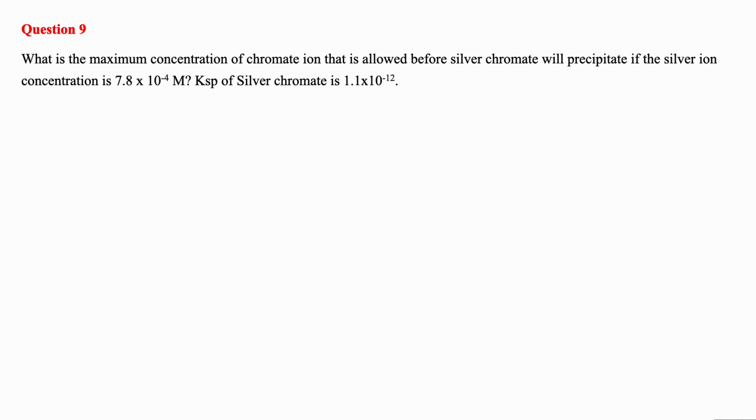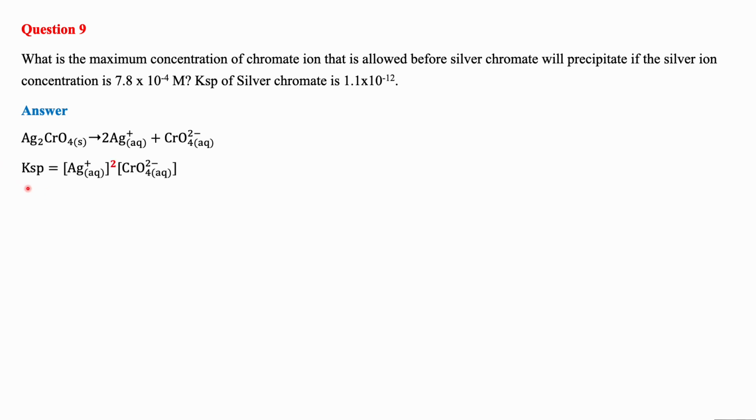So here we have the concentration of the silver ion, which is equal to 7.8 times 10 power negative 4. Now they're asking for the concentration of the chromate. So let's see the answer. We have the silver chromate, which dissociates to give 2 moles of the silver ion plus the chromate ion.